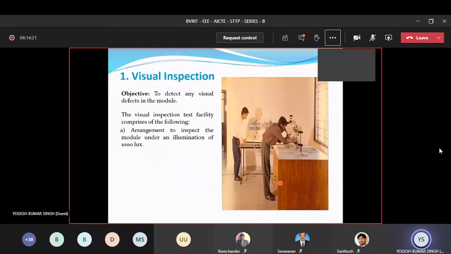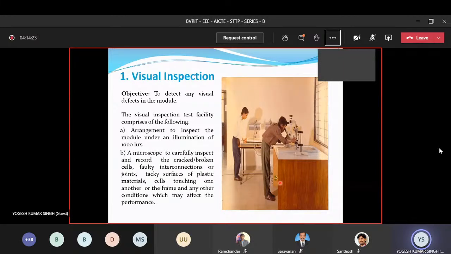Then we go into a careful microscopic inspection and record if any cracks and broken cells are found, and any interconnection or joint defects, the plastic material, the cell touching the frame and other things. We cross check this type of condition, and if we find any such condition at an initial stage, we will not send the module to the further conditions. After the module fulfills the visual inspection, it will go to the next stage.